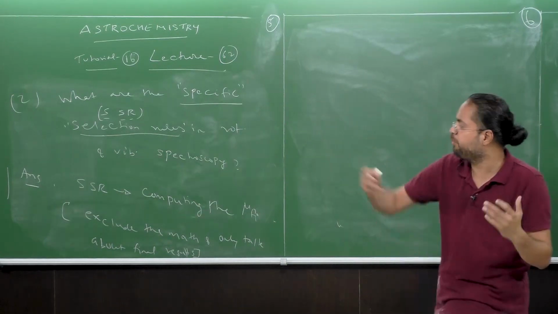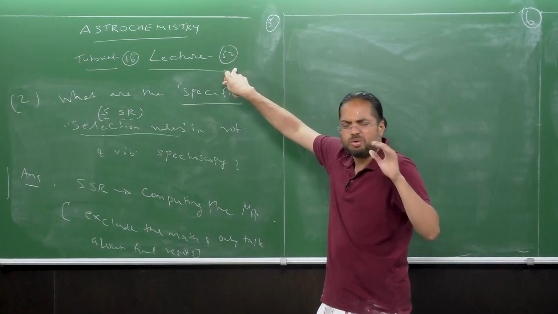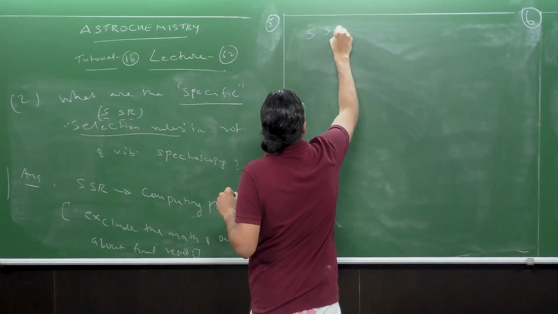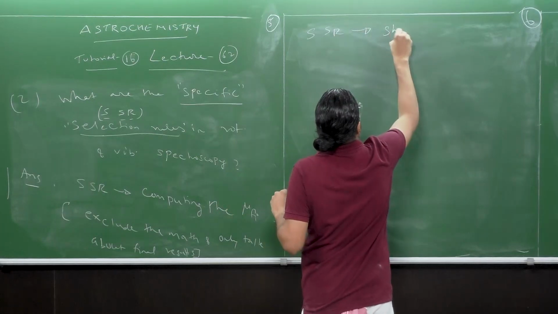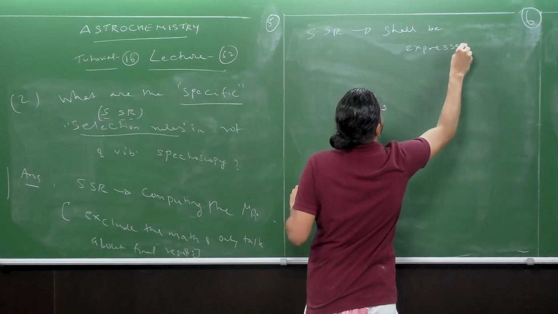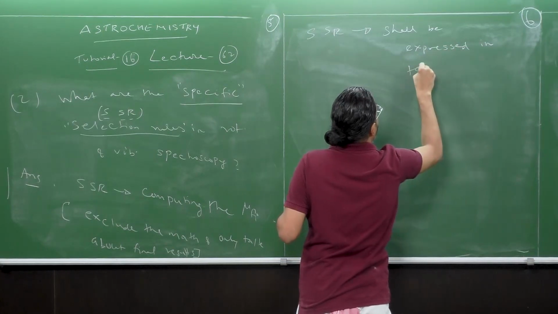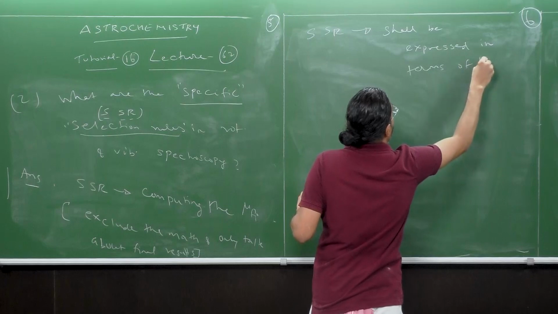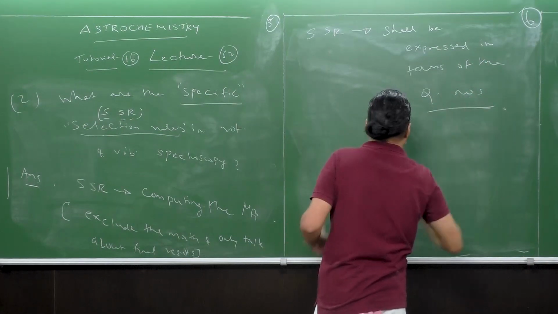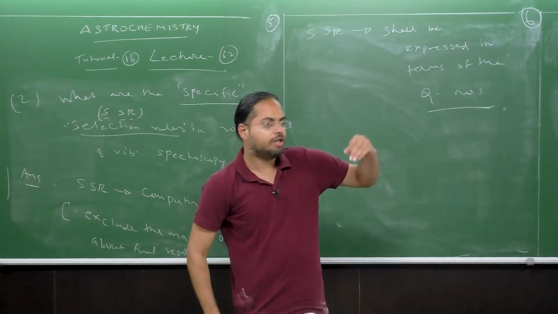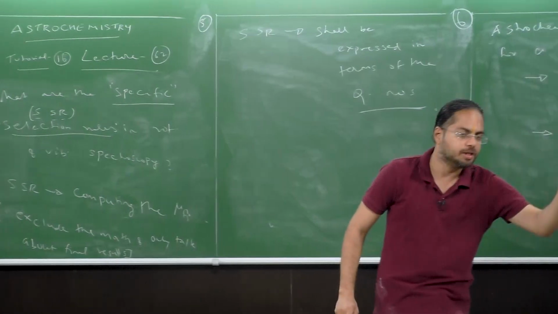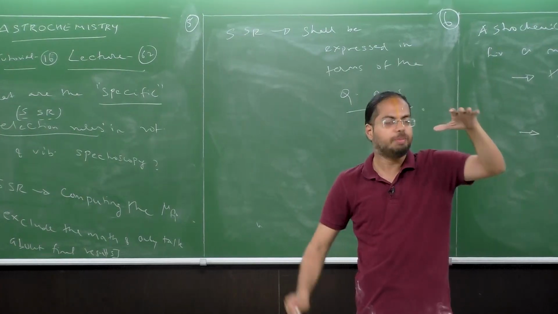I had informed you about this around lecture 45 or 46. The answer is, the specific selection rules shall be expressed in terms of the quantum numbers. I also told you that 3 quantum numbers arise from the spatial part of the wave function and 1 from the spin part of the wave function.